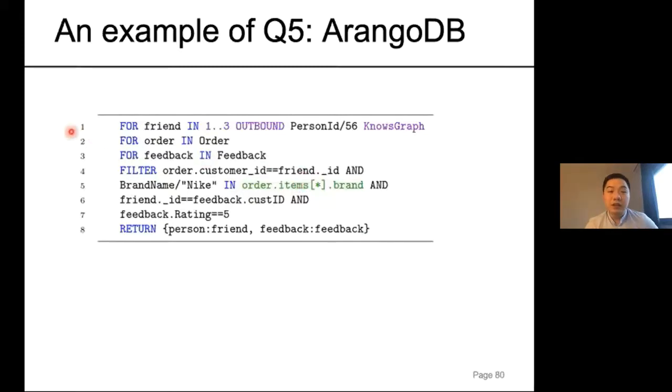So lines 1 to 3 operate on the graph, JSON, and the key value data, and the filter condition contains the cross-model join predicate and the filtering predicate. In line 5, it uses a wildcard operator to access the brand element in the array.